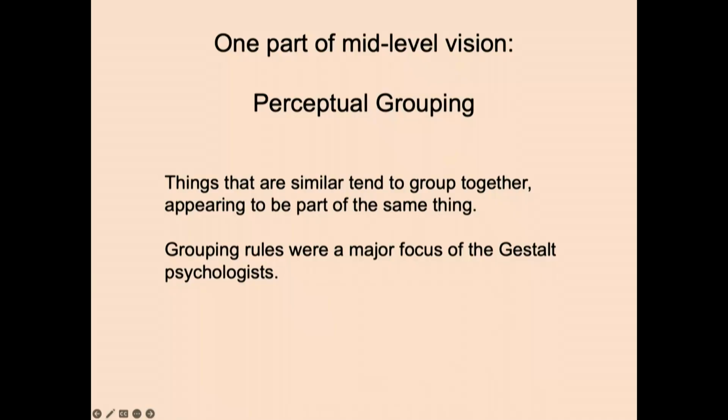Okay, so local measurements are ambiguous. In order to make inferences about the world, somehow they have to be combined in some way. And so one phenomenon that has some relationship to that general idea and is typically associated with mid-level vision is perceptual grouping. So this refers to the fact that things that are similar tend to subjectively group together, in the sense that they appear to be part of the same thing. And there was a movement in psychology a long time ago called Gestalt psychology, and one of the main things they were interested in were these grouping rules.